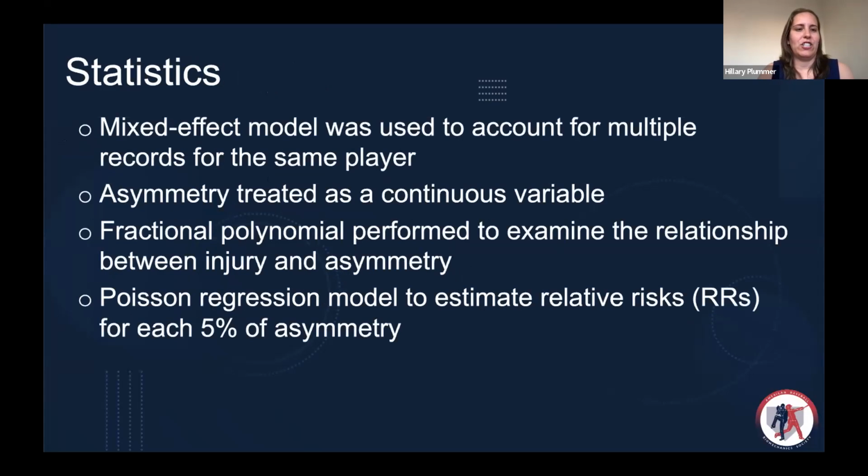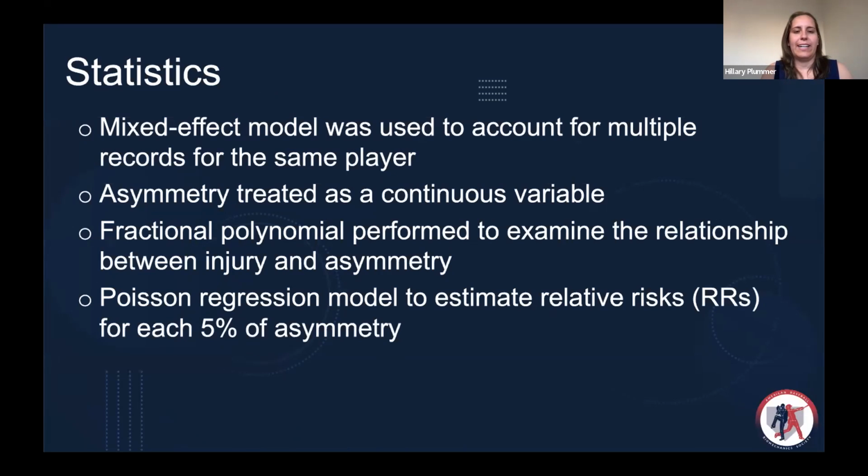So we did have a statistician help us with this project. I'm definitely not a stats expert, but I'll try to do these results justice. He did a mixed effect model to account for multiple records for the same player. So some players were tested both years. So he did try to look and see if there were any interclass correlations between the measures in the players that were tested multiple times.